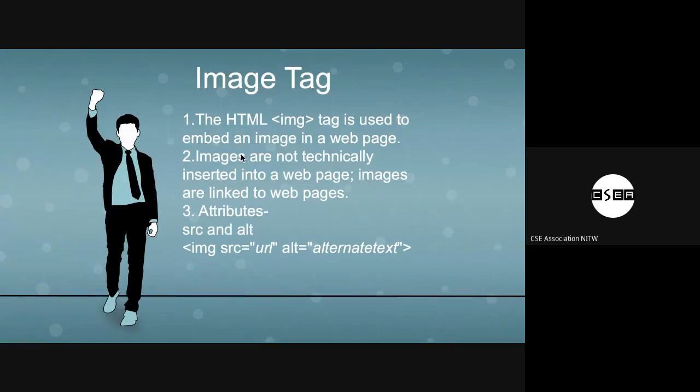And ALT is in case the link is broken, the image didn't get loaded, or suppose the internet connection isn't working or something like that. So whatever is written in ALT would actually be shown. Suppose in ALT it's written like alternate text. If the image doesn't get loaded, whatever is written within the inverted commas would be displayed in the web page.